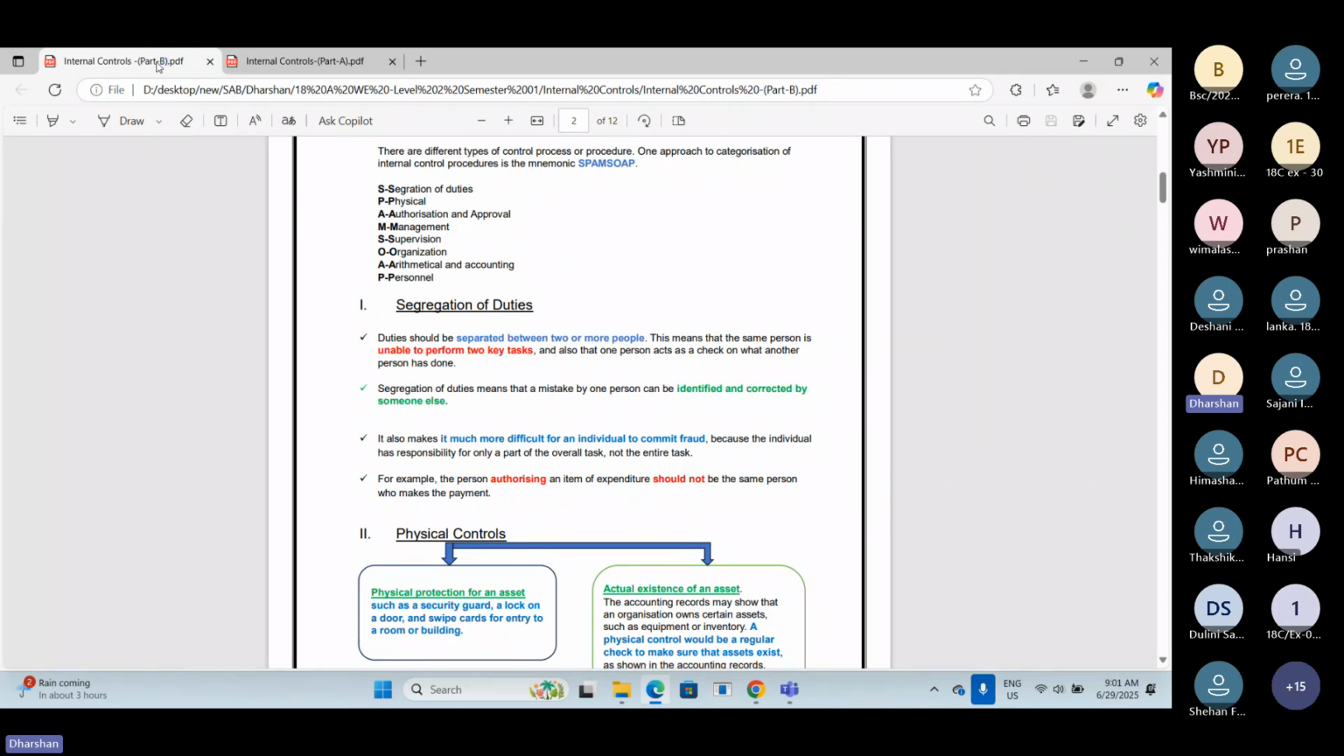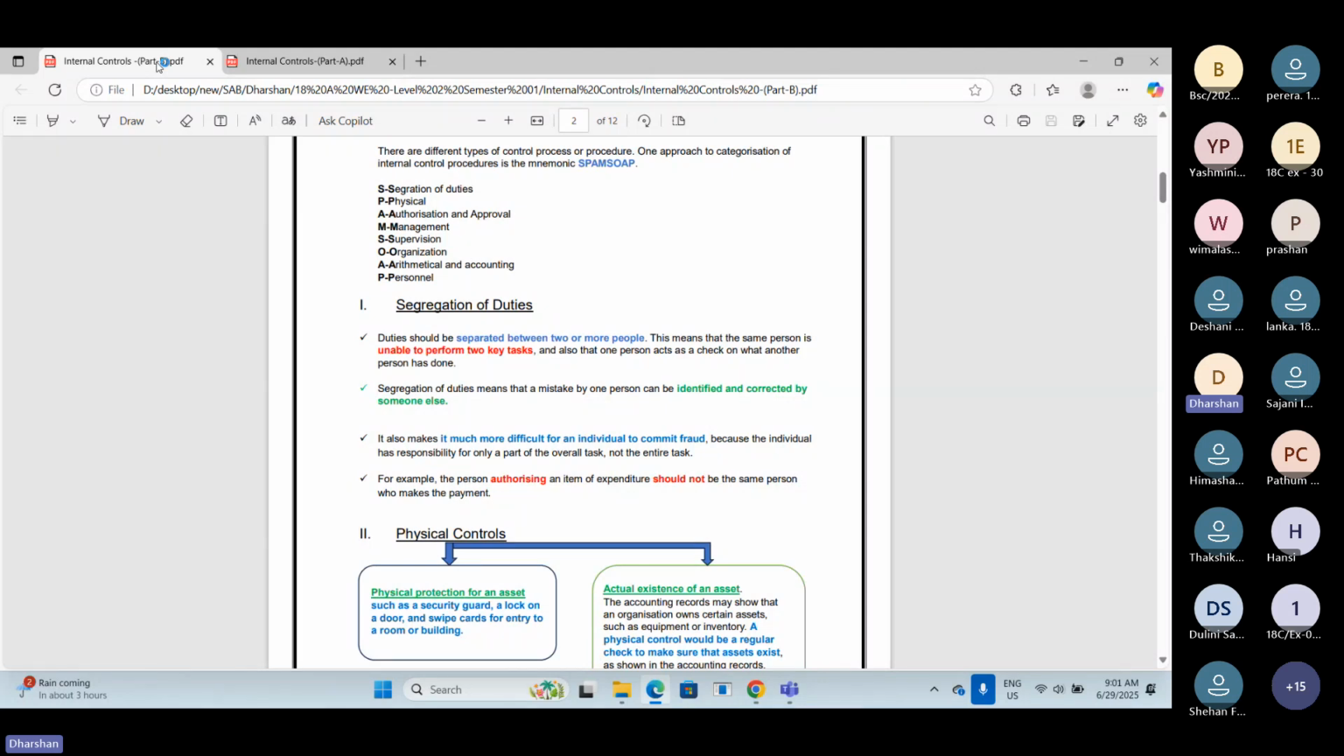After that, types of internal control. You should know what the types are. If you want to stop the error before it happens, you have to implement preventive internal control. If you want to detect certain errors, you should implement detective internal control. And after that, if you want to correct those errors, corrective internal controls. So types you should learn.